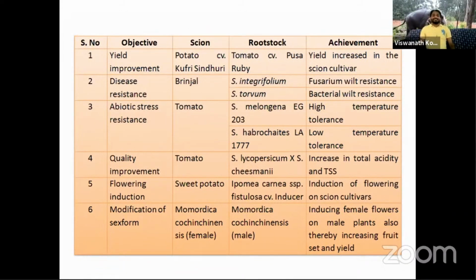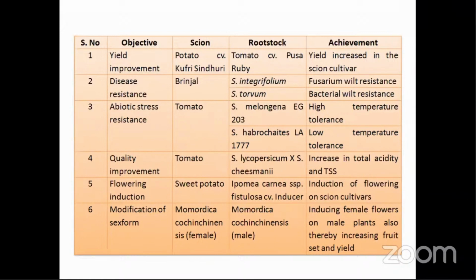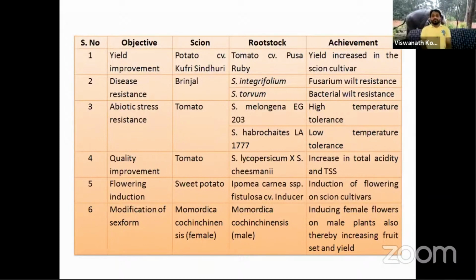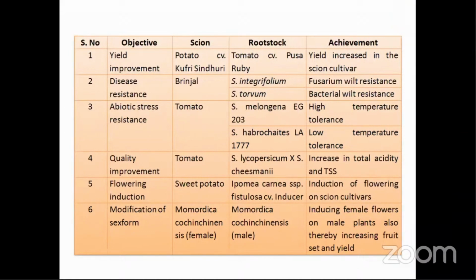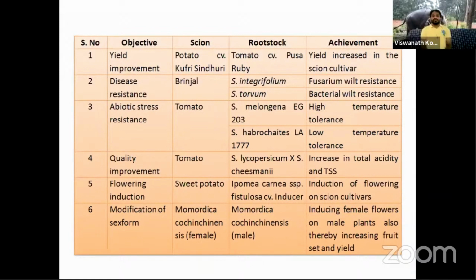So, disease resistance. The disease-resistant rootstocks in brinjal are Solanum integrifolium and Solanum torvum. These two are wild species. Solanum integrifolium is a wild species resistant to fusarium wilt. Solanum torvum is a wild species resistant to bacterial wilt. When you use these two wild species as rootstocks, we can overcome fusarium wilt and bacterial wilt in brinjal. Abiotic stress resistance also, by using wild rootstocks like Solanum melongena and Solanum habrochaites, we can overcome the stress problems.